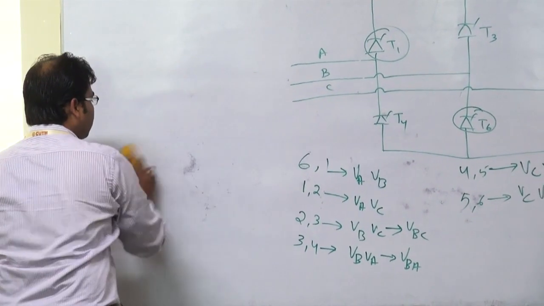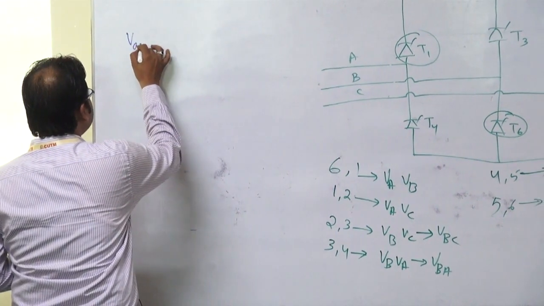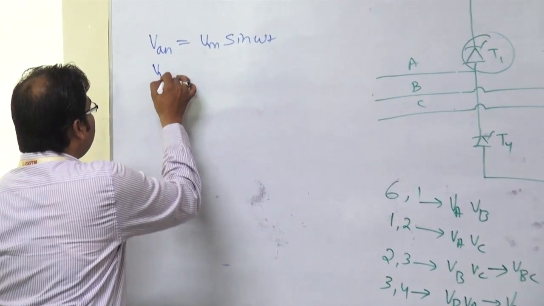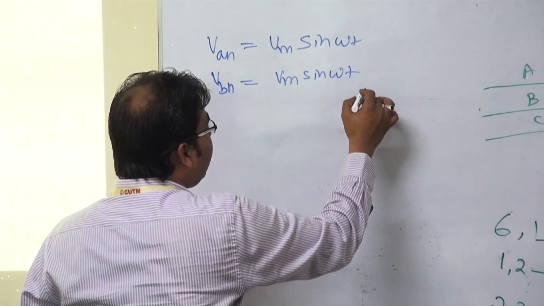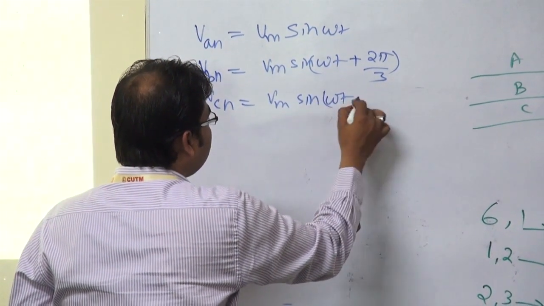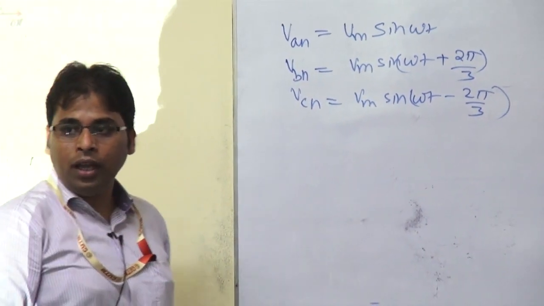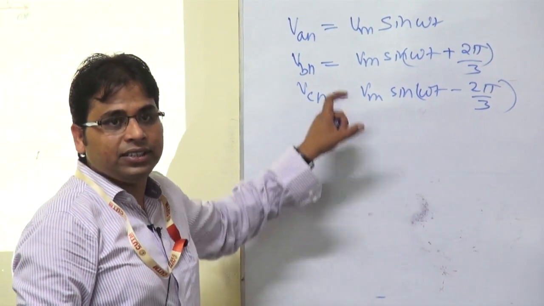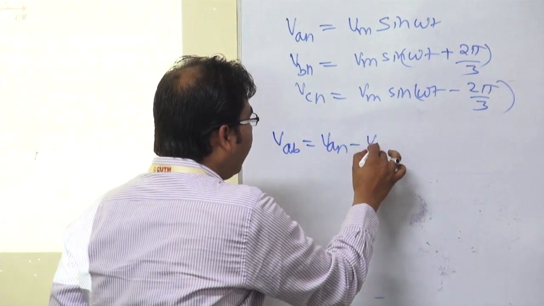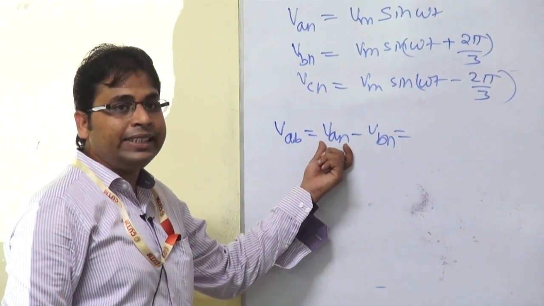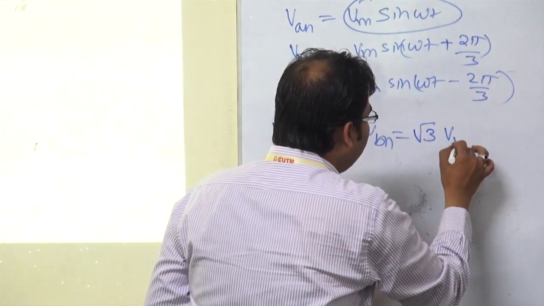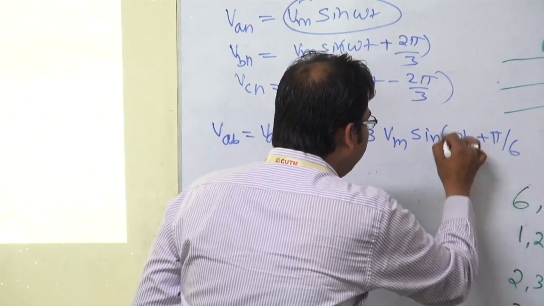Now, let us write the equation for different phases. VAN is equal to VM sin omega t. VBN is VM sin omega t plus, there must be 120 degree phase difference. Similarly, if I write VAB, it is VAN minus VBN. So I can write here root 3 VM sin omega t plus pi by 6.